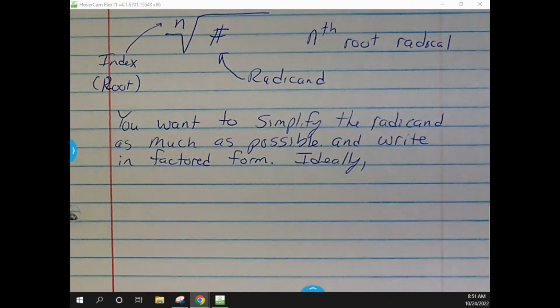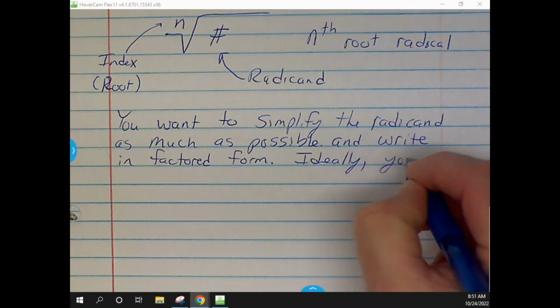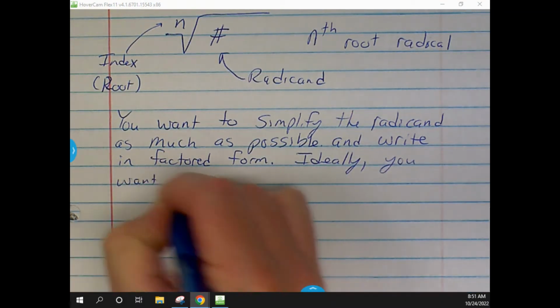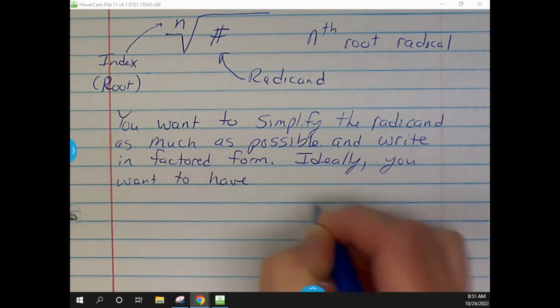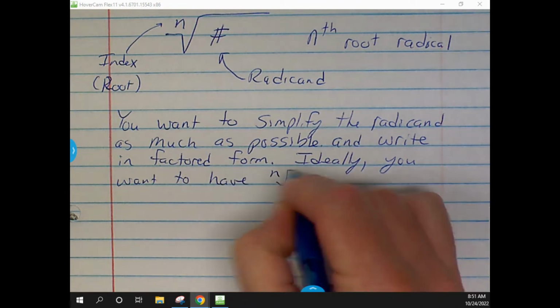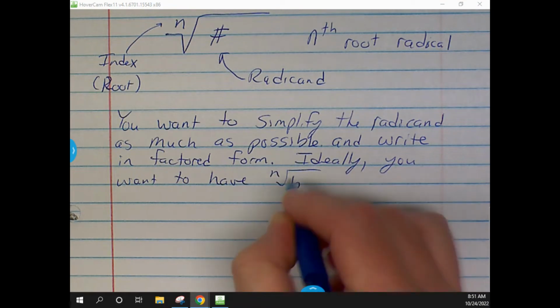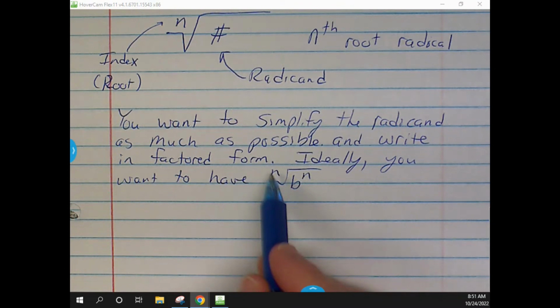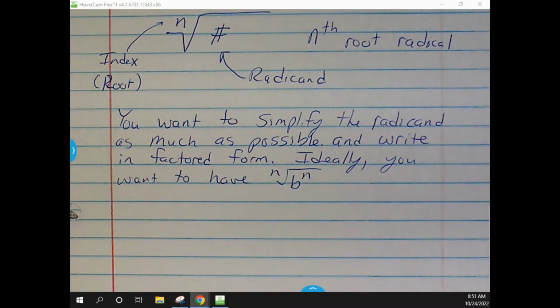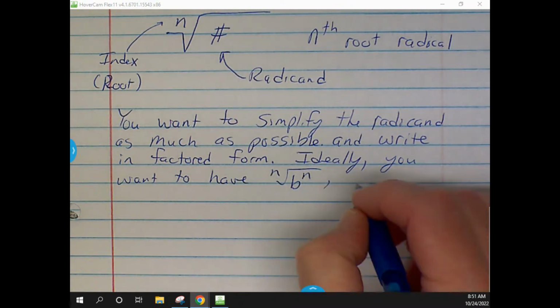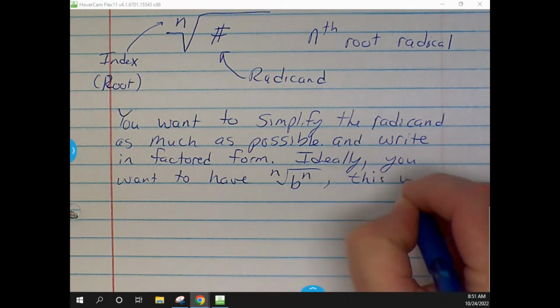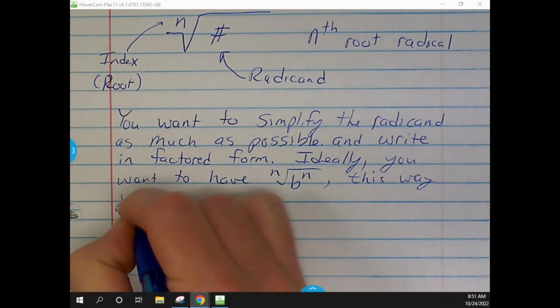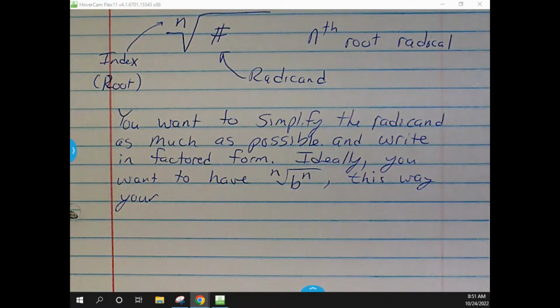Okay. In a perfect world, in an ideal situation, whatever root you're working with on the outside, you want some number, some base b, that is also to the nth power, because if you do that, the nth root and the nth power would cancel out. And if you can get it that way, your answer would equal b.